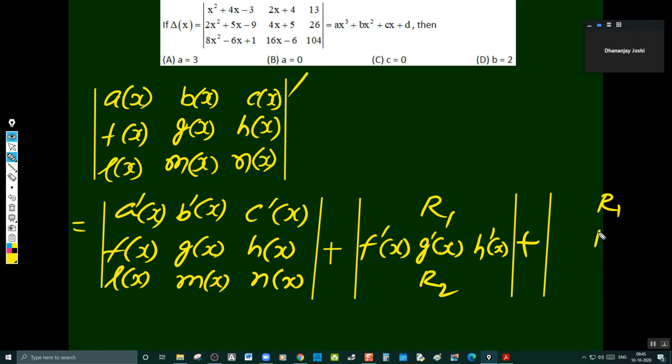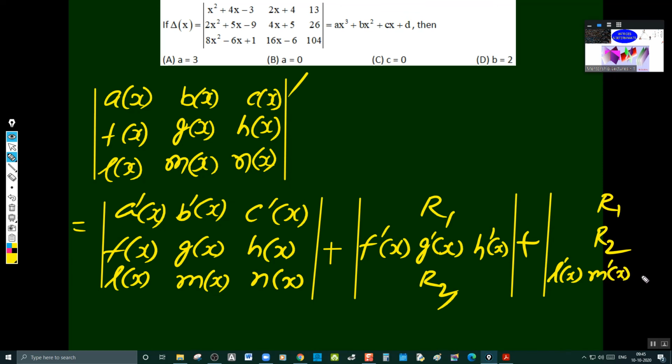R1, R2, L dash x, M dash x, N dash x. The advantage is whenever any row or column is constant, then the entire derivative becomes 0. That is the advantage. You have to understand that. This is the derivative of the determinant.